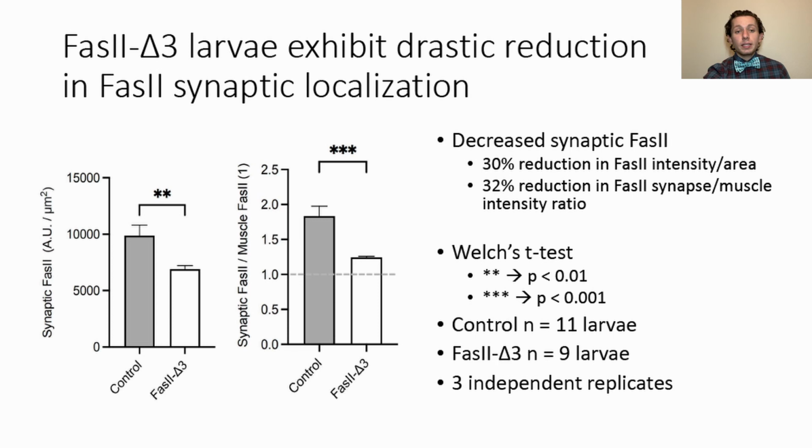The Shapiro-Wilks test for normality was conducted on both samples to assess normality, and both samples were shown to be normally distributed. Welch's t-test was used to compare between the sample means, and the sample sizes for the control was 11 larvae, and for Fas2 delta 3, 9 larvae. And this experiment was performed with 3 independent replicates.